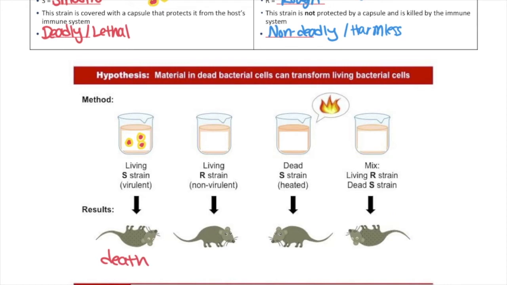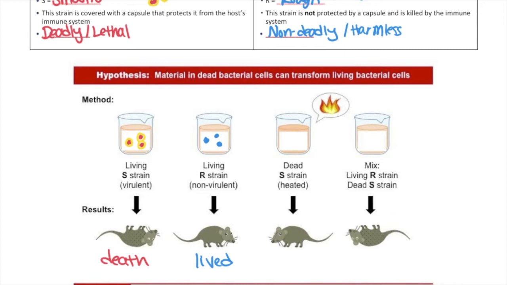That was to be expected. That's what he predicted would happen. When he injected the mice with the R strain bacteria, these lived. Okay, because we know that those are non-deadly bacteria.